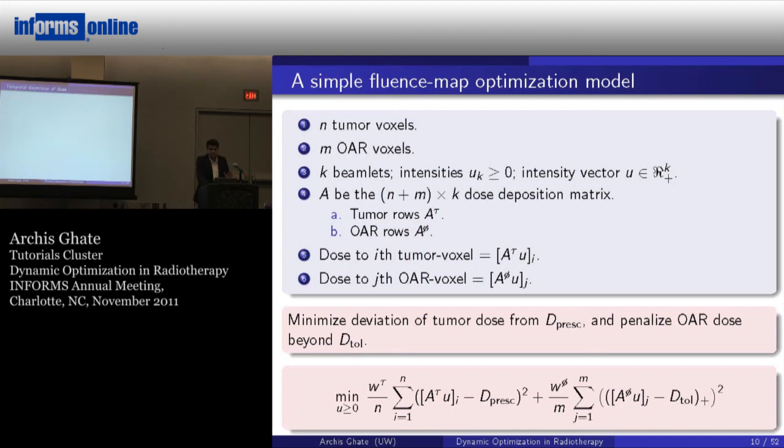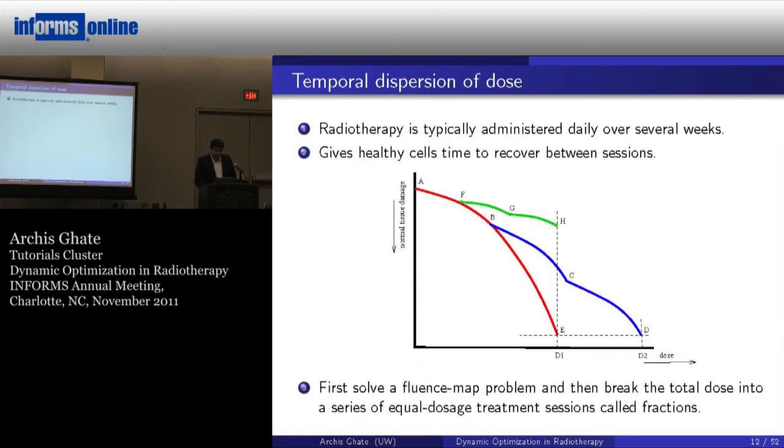Okay, so that's about spatial localization. So the second component is actually temporal dispersion of dose. So let me talk a little bit about that. As I said before briefly, this radiotherapy is basically administered daily over several weeks, so let's say 5 to 9 weeks. So the patient comes back again and again, and a little bit of the dose is actually given every time.